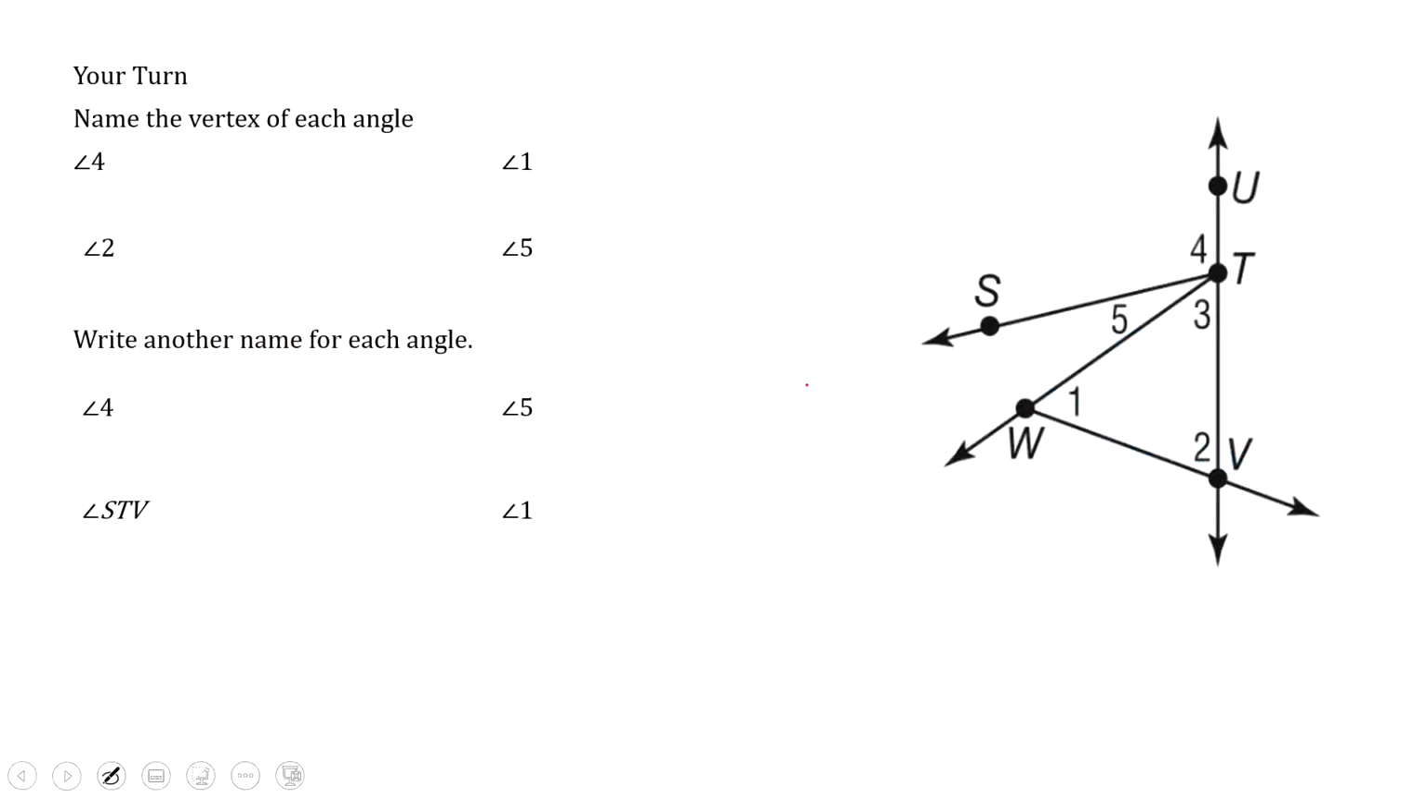So here we go. We have the diagram to the right there. I want you to name the vertex of the 4 numbered angles. So look, there are numbers inside. Name the vertex. Then the next thing is find another name for each angle. Take a few minutes, enter your answers in the Edpuzzle again, and then come back and check your work.